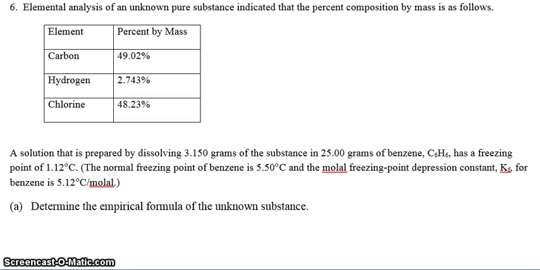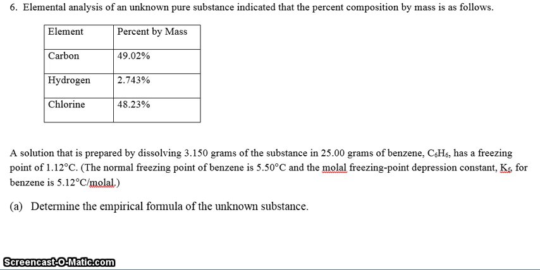This is video 2 of our chapter 11-13 review for our test. So this is a multiple choice free response question from a previous AP exam. We have elemental analysis of an unknown pure substance indicating the percent composition by mass as follows. So the first thing we're going to do likely is find the empirical formula of this compound.